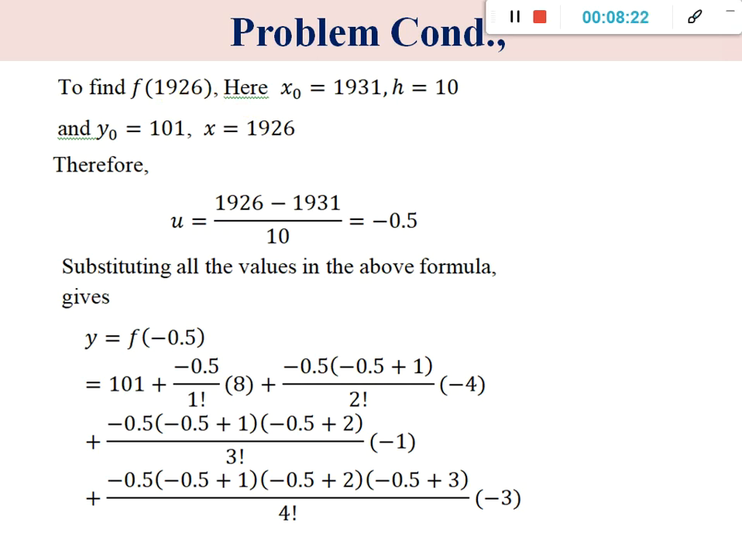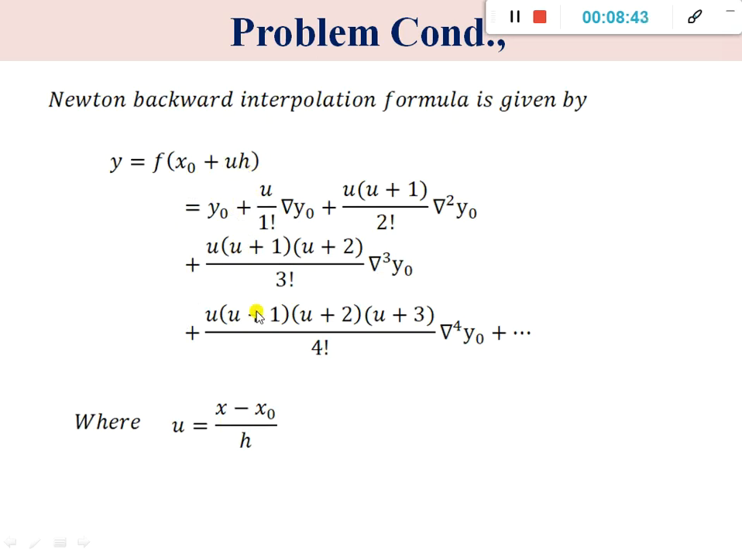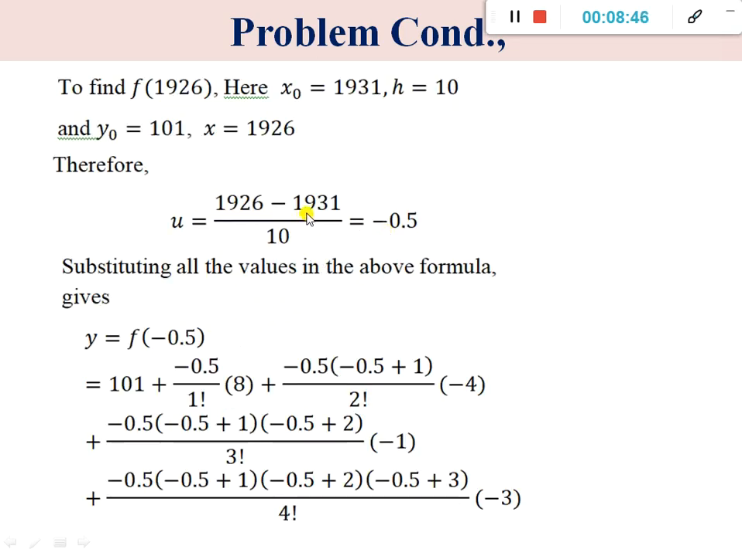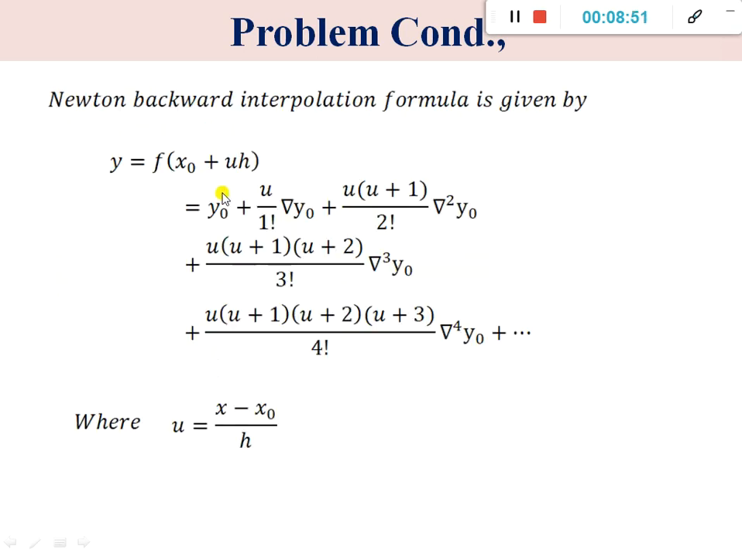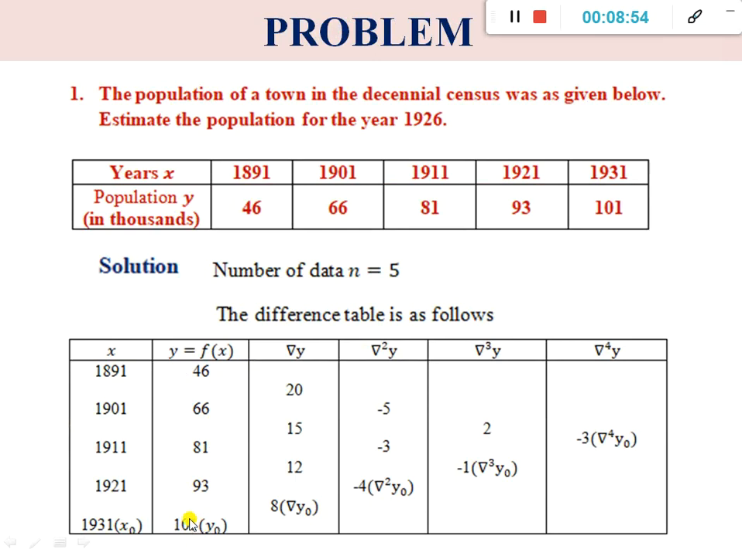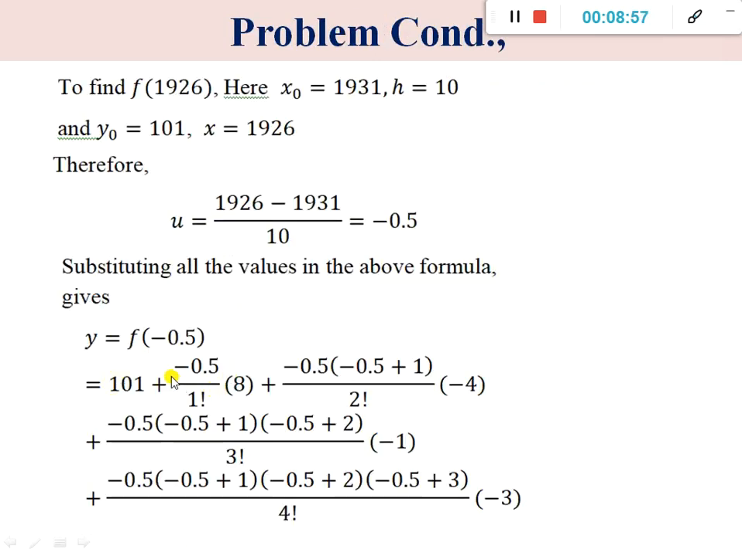So the corresponding y value we are going to find. Therefore u is equal to x minus x naught by h, that is x minus x naught by 10, which, after simplifying, I will get minus 0.5. Substituting all those values into the above formula, y is equal to f of x naught plus u h. So this is nothing but minus 0.5.